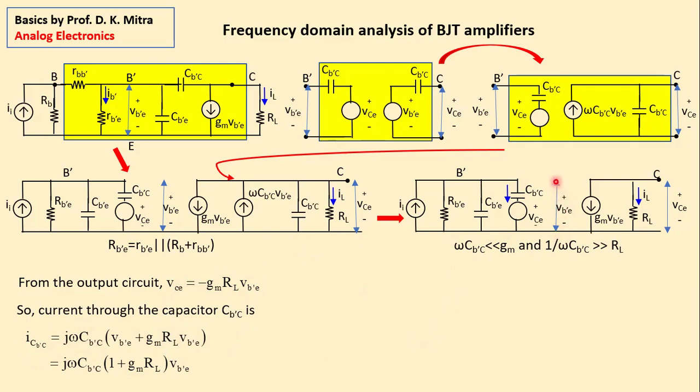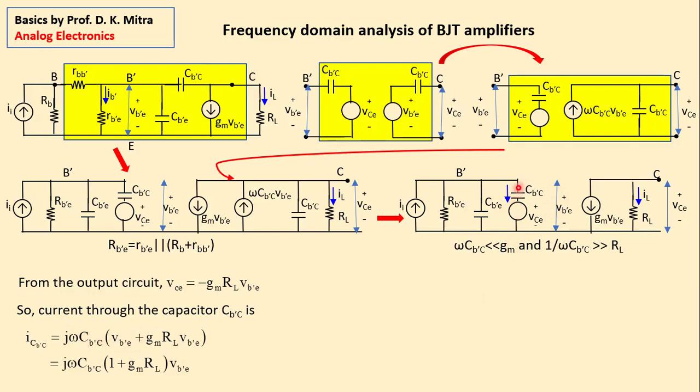I repeat once again, this VB'E potential is trying to drive a current in this direction. What is the value of this current? If this is the conventional direction of current, what is the value of this current? VB'E voltage divided by impedance. But the impedance of a capacitor is 1 upon omega C. So it is VB'E multiplied by omega C. This is VB'E multiplied by j omega C.